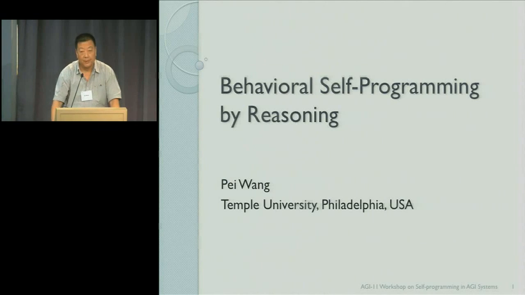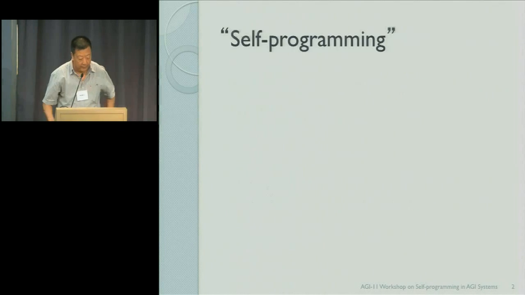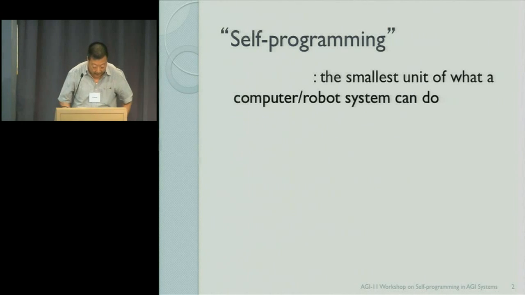Okay, as you can see, my topic is about how to do self-programming by a reasoning system. So first, I will briefly clarify what I mean by self-programming. What I believe is kind of a straightforward understanding. The first line is supposed to be a definition of what I call a basic action.